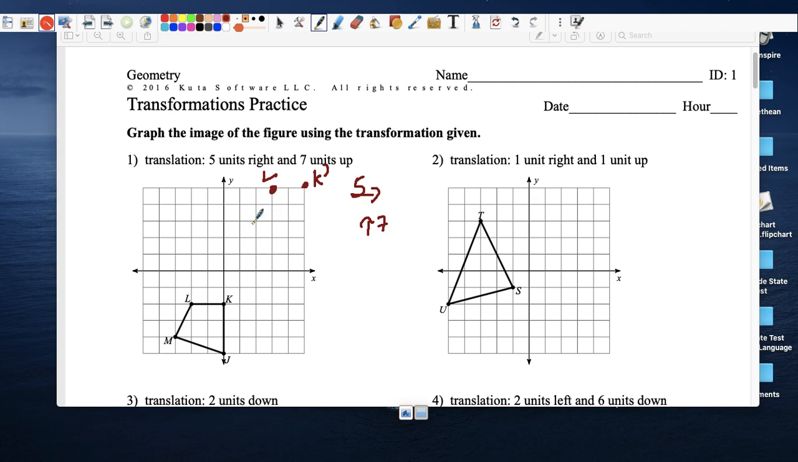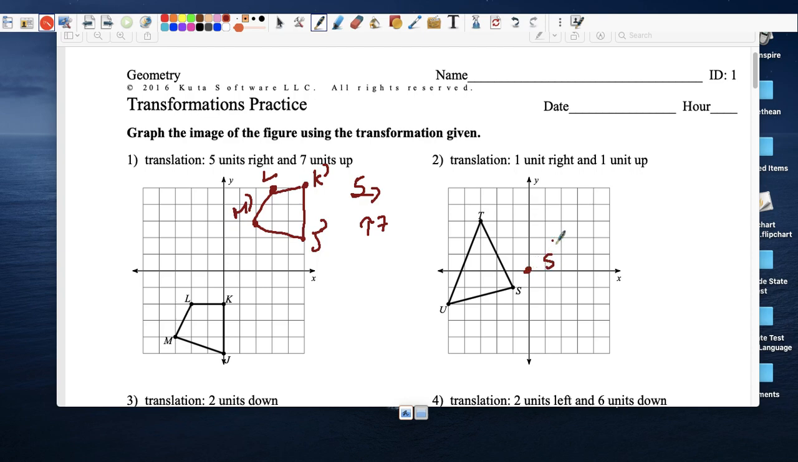L prime. I'm going to take a shortcut. This is M prime. Notice that point J here is right here as well. So this was a translation, which is a rigid transformation. It kept the same size, same shape, right? Nothing else changed. Again, 1 to the right and 1 up.